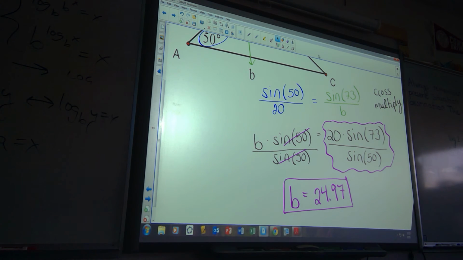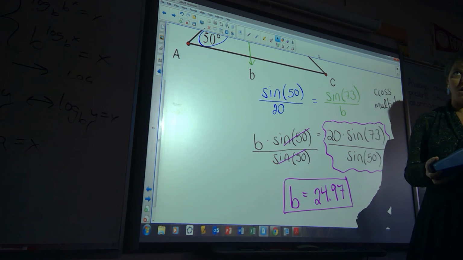So your homework tonight would be the law of sines worksheet. I will answer questions about that tomorrow. I'm not going to take it from you tomorrow, but I will answer questions from that.